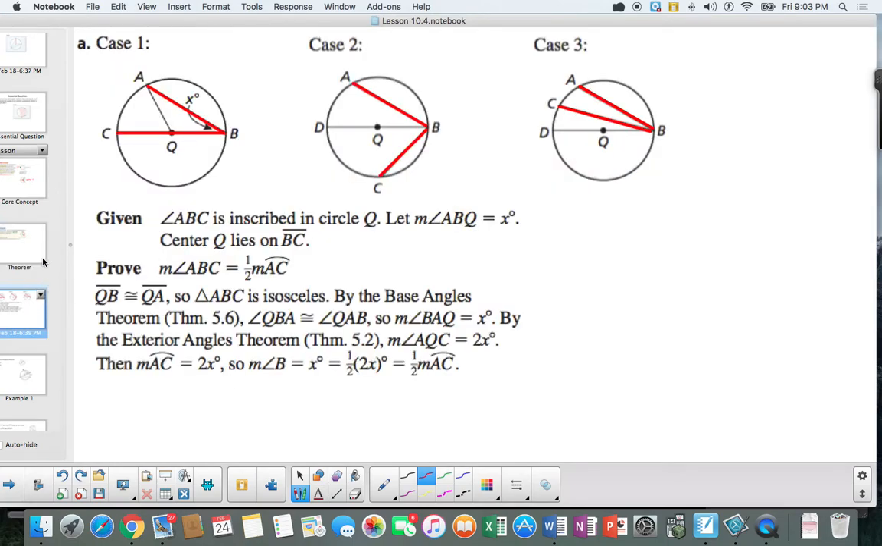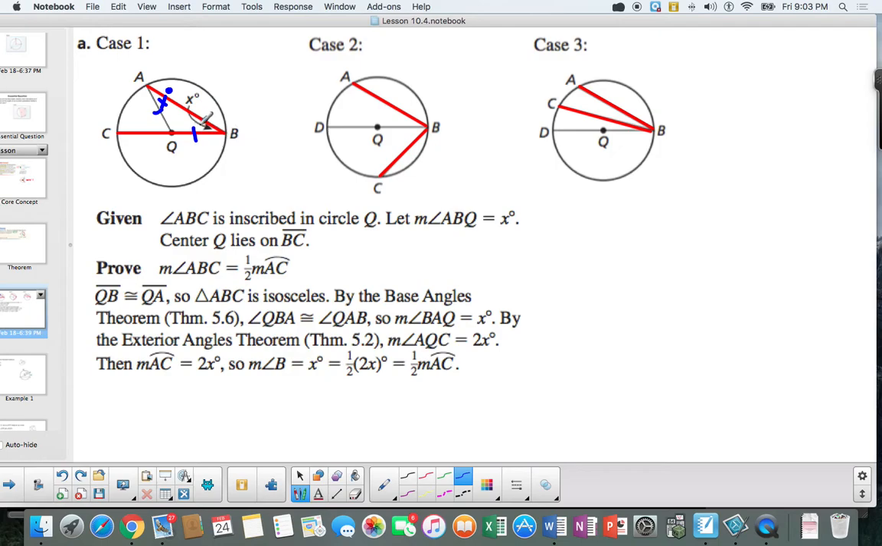Now the proof has 3 cases, and we're only going to look at one case. The case where the inscribed angle is made by a diameter and a chord. And what we're going to do is create another radius so that we create an isosceles triangle. So I know that this is congruent to this, and if this is x degrees, certainly this is x degrees as well.